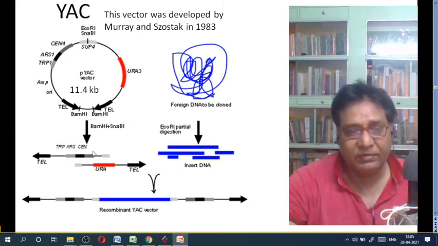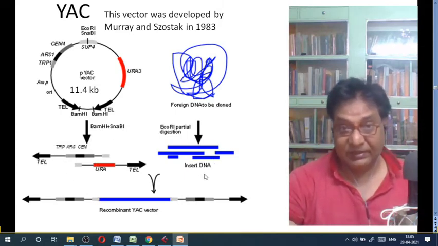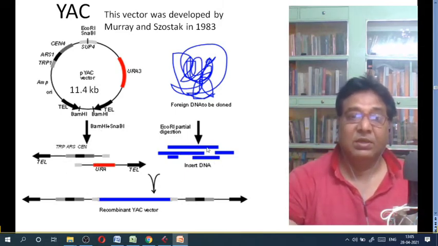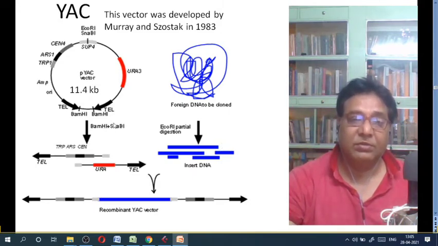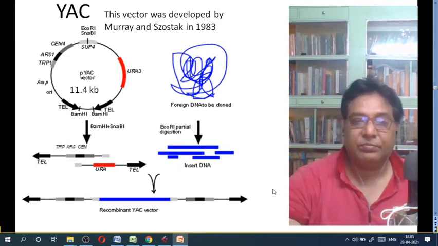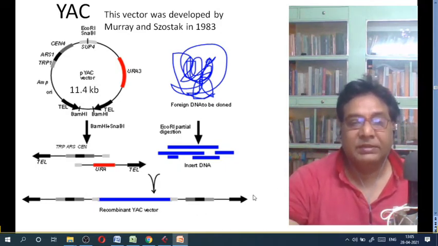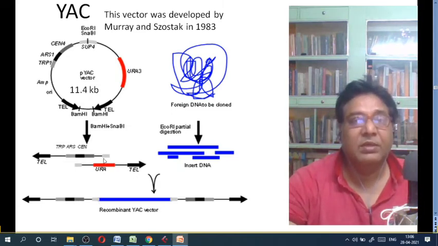This is the result of the vector when you digest it with BamH1 and SnaB1. And these are the inserts that are also digested with SnaB1 or EcoR1. If you use EcoR1 here, you have to use EcoR1. And then when you ligate, this is the recombinant that results, with the two telomeric regions here and the centromere somewhere. Centromere is this color, this portion is the centromeric region, you can say.